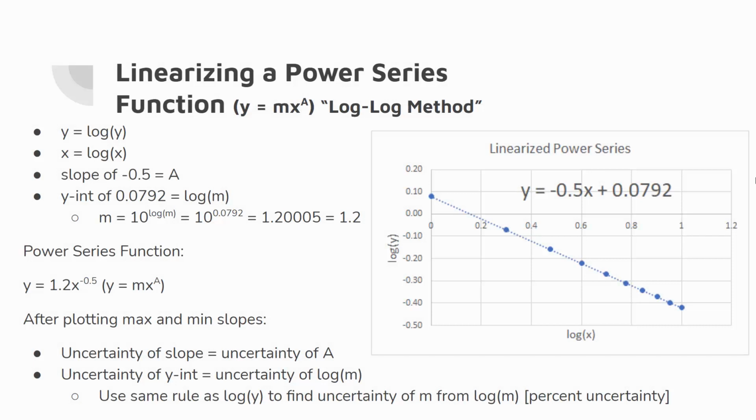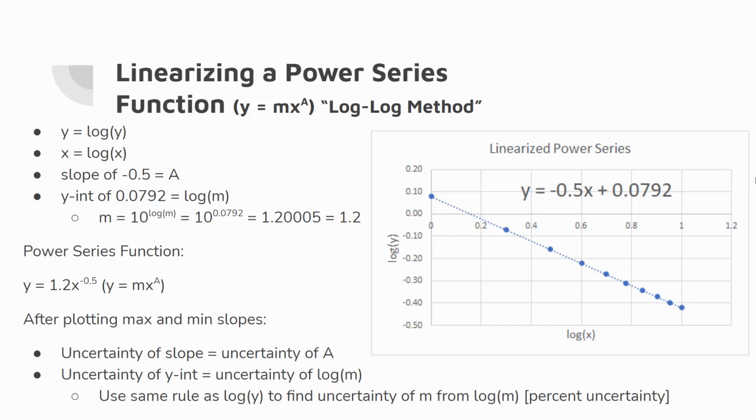Okay, so we've got our linearized power series here. And Excel gives us an equation, y equals negative 0.5x plus 0.0792. We have to know, as the physicist doing this investigation, what each of those things mean. So the y in that equation is really the log of our dependent variable, and the x is really the log of our independent variable. Those don't actually matter here, because what we're really using this for is finding out the values and uncertainties in our a and m parameters. So that slope of negative 0.5 is the a parameter, the power that x is being raised to.